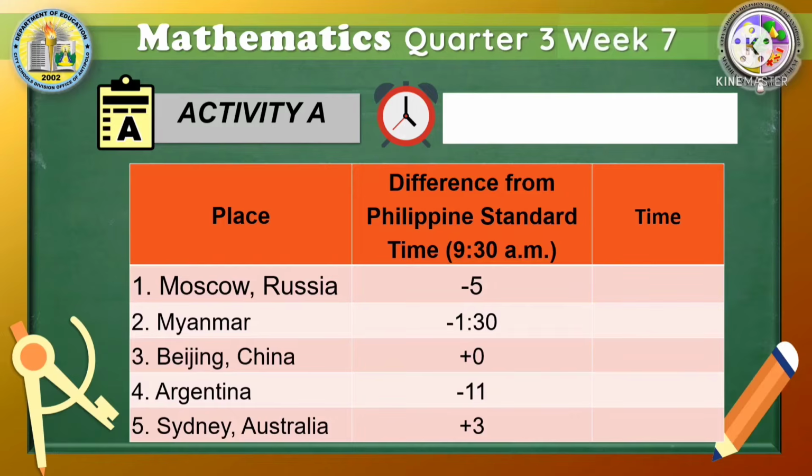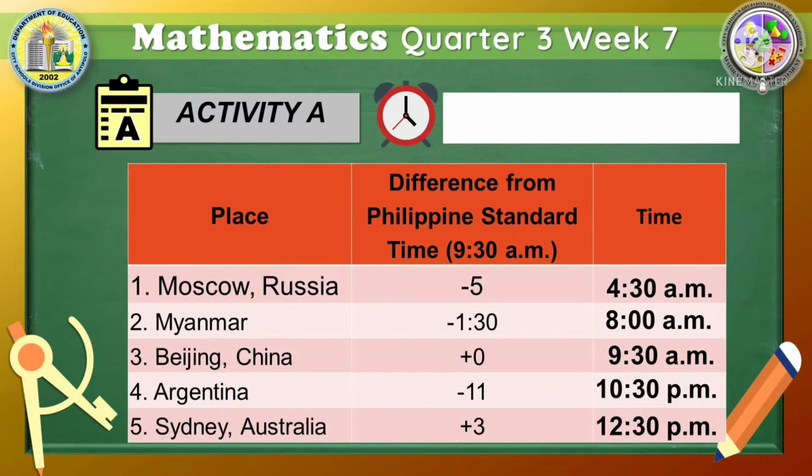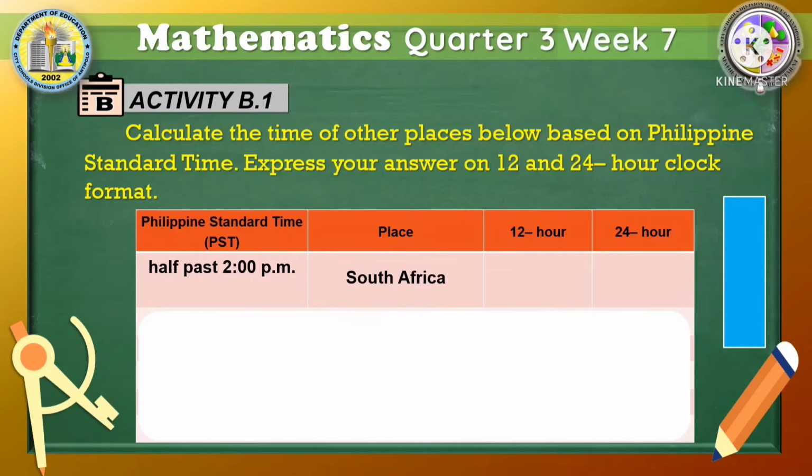Time is up! Get your answer sheets and check if you were able to answer the test correctly. Here is the answer guide. Well done! Congratulations! We may now proceed to our next activity. For Activity B, calculate the time of other places below based on the given Philippine Standard Time. Express your answer in 12-hour and 24-hour clock format. I will give you an example and you will finish the rest.